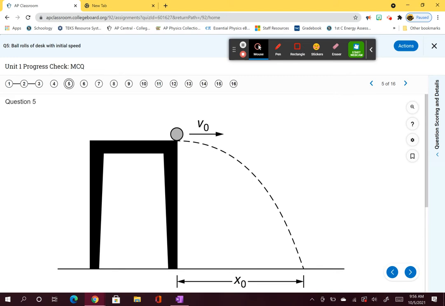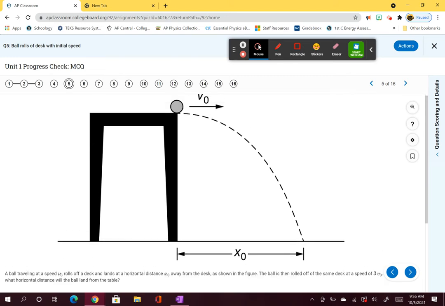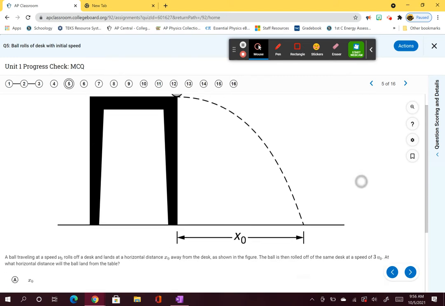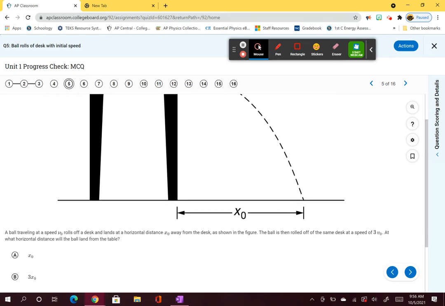So this one looks like a projectile problem. So projectile motion will not be on the test. Let's see what the question asks. A ball travels with a speed v0, rolls off a desk, and lands in a horizontal position x0 away from the desk, as shown in the figure. The ball is then rolled off the same desk at a speed of 3 v0. At what horizontal distance will the ball land on the table?